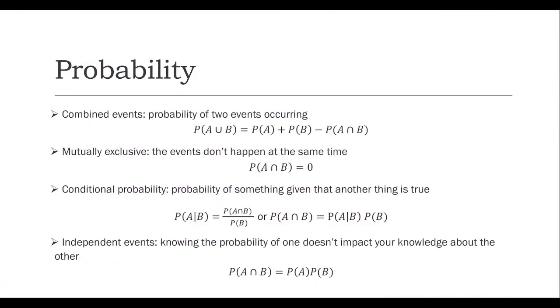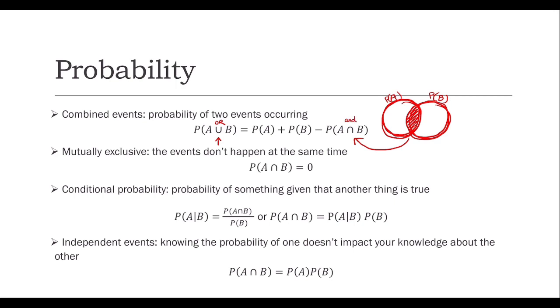So for combined events, the probability of 2 events occurring, the probability of A or B equals our probability of A plus our probability of B minus the probability of A and B. So this makes more sense if you look at a Venn diagram. So we'd have our probability of A, which is this entire circle, plus our probability of B, which is this entire circle. So we've added this middle section twice, and that's why we have to subtract the probability of A and B.